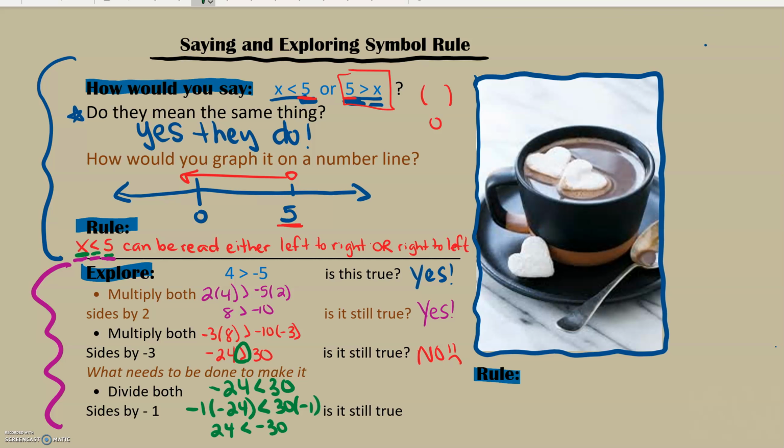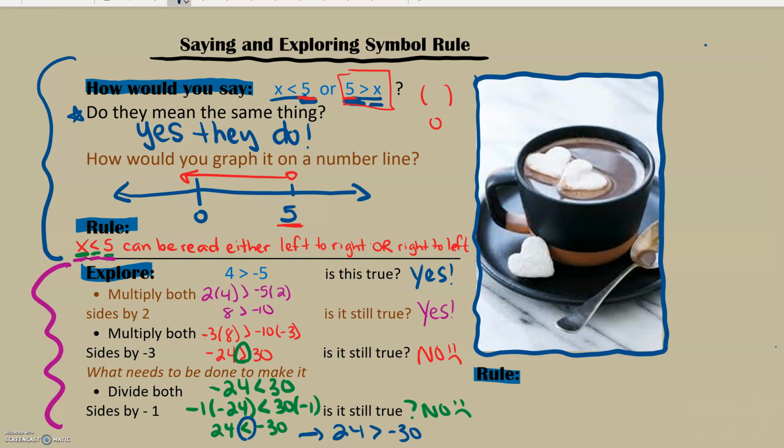Well, negative 1 times negative 24, that's that negative times the negative again. So that means that it's positive. And positive 30 times negative 1, well, that would make it negative again. So now we're saying that 24 is less than negative 30. What? Is that still true? No. It's not true. So again, how would you make it true? What you would have to do to make that true is to flip that symbol again. So we'd have to say that 24 is greater than negative 30, which in fact is true.